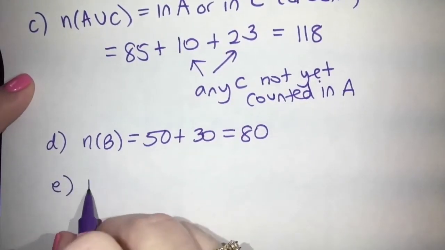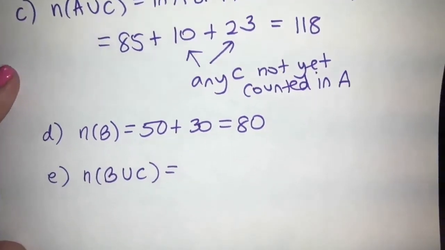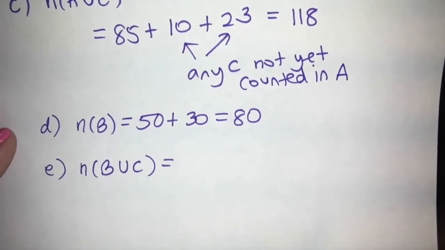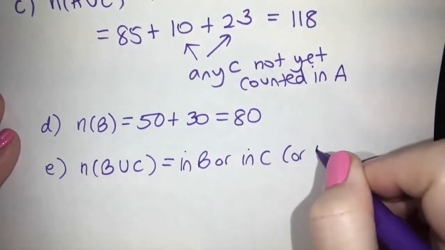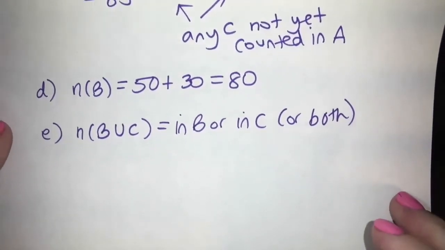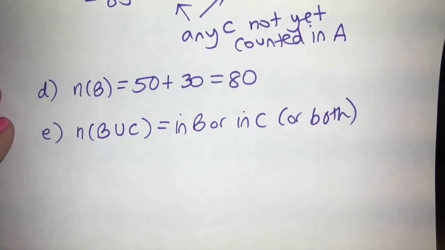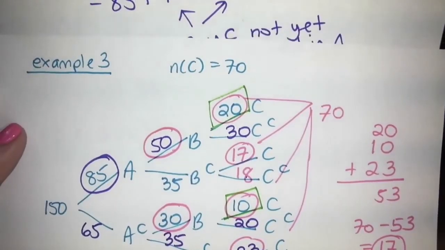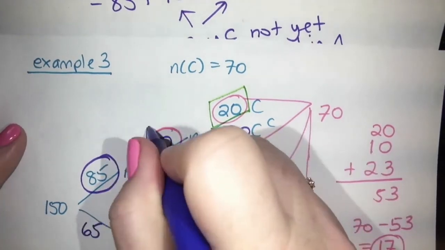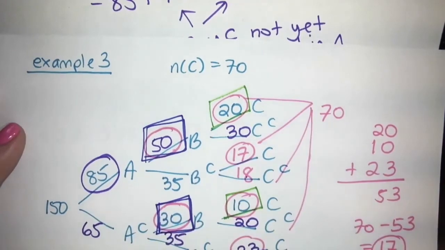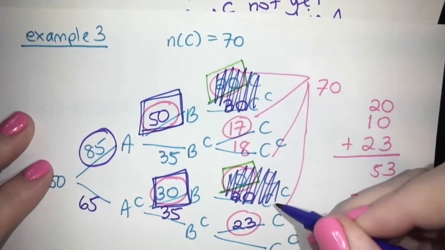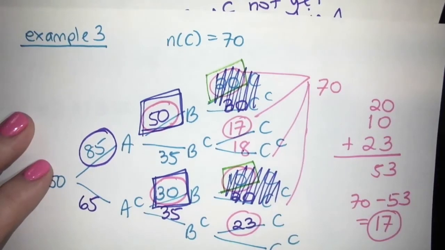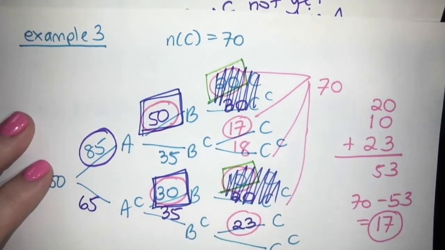Okay, and one more hard one for you. Number B union C. So write down what that means and see if you can find it in your tree. So this is in B or in C or both. And pause for a minute and try it and see if you can get it. So in B, well, when we want to add what's in B, we've got this is in B and this is in B. Now, be careful, this C is already counted in the B, and so is this one. We don't want to count the not C's because the C complements are not in C at all. We want in B and also anything that could be in C. So in B or in C or in both.